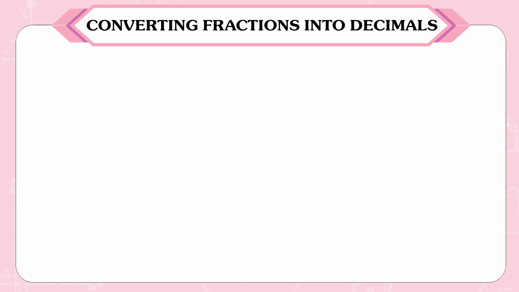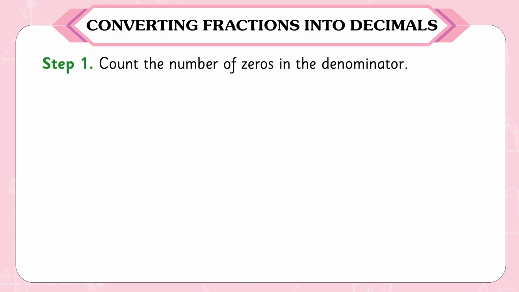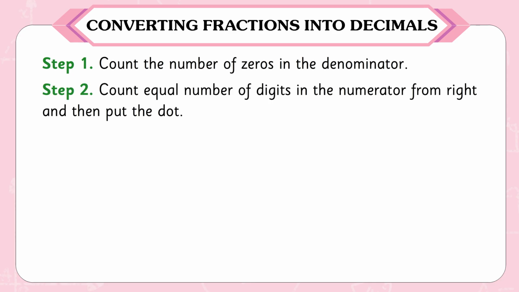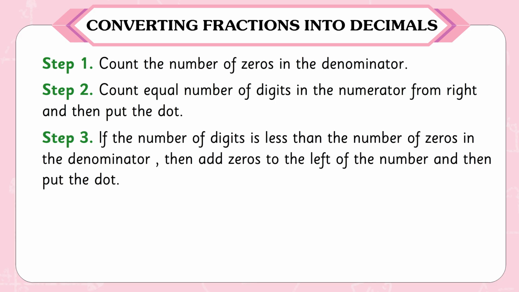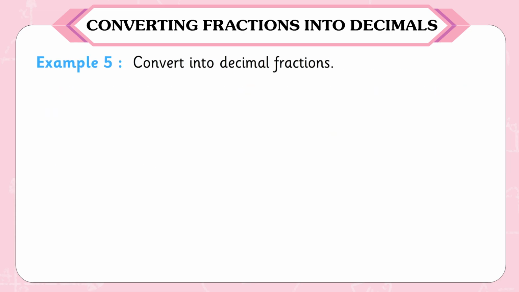Converting fractions into decimals. Step 1. Count the number of zeros in the denominator. Step 2. Count an equal number of digits in the numerator from the right and then put the dot. Step 3. If the number of digits is less than the number of zeros in the denominator, then add zeros to the left of the number and then put the dot.